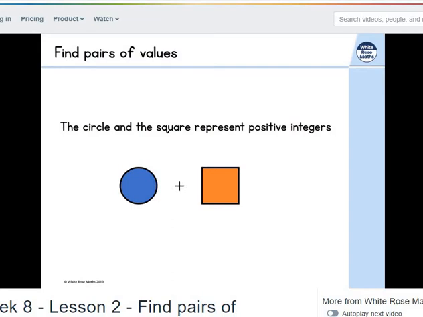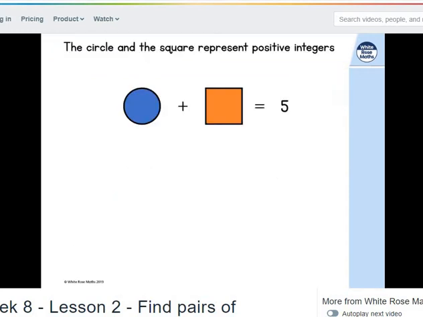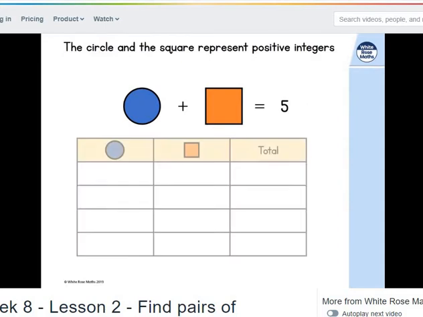So then, when we add them together, it equals 5. So then, what numbers could the square and the circle be? How many different possibilities are there? So I want you to have a go at that one first. So pause the video, have a try at that first. Let's have a look at them.